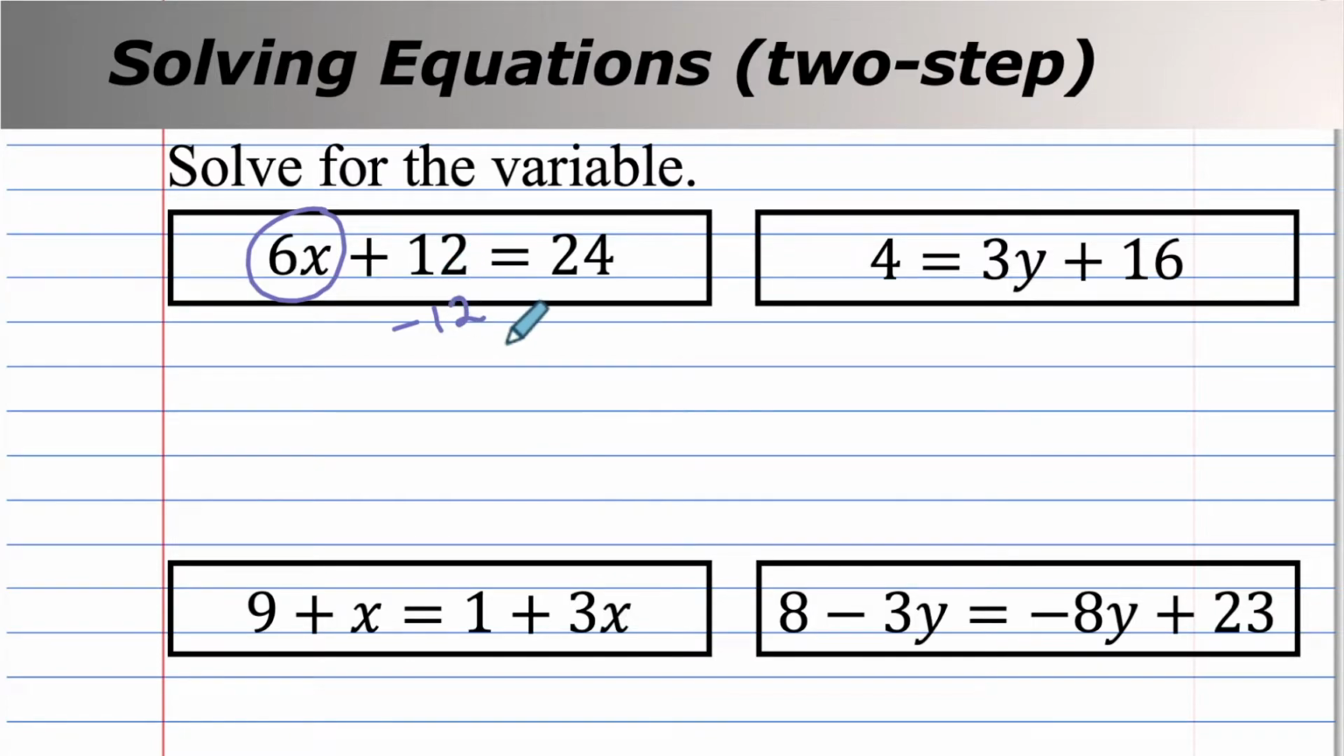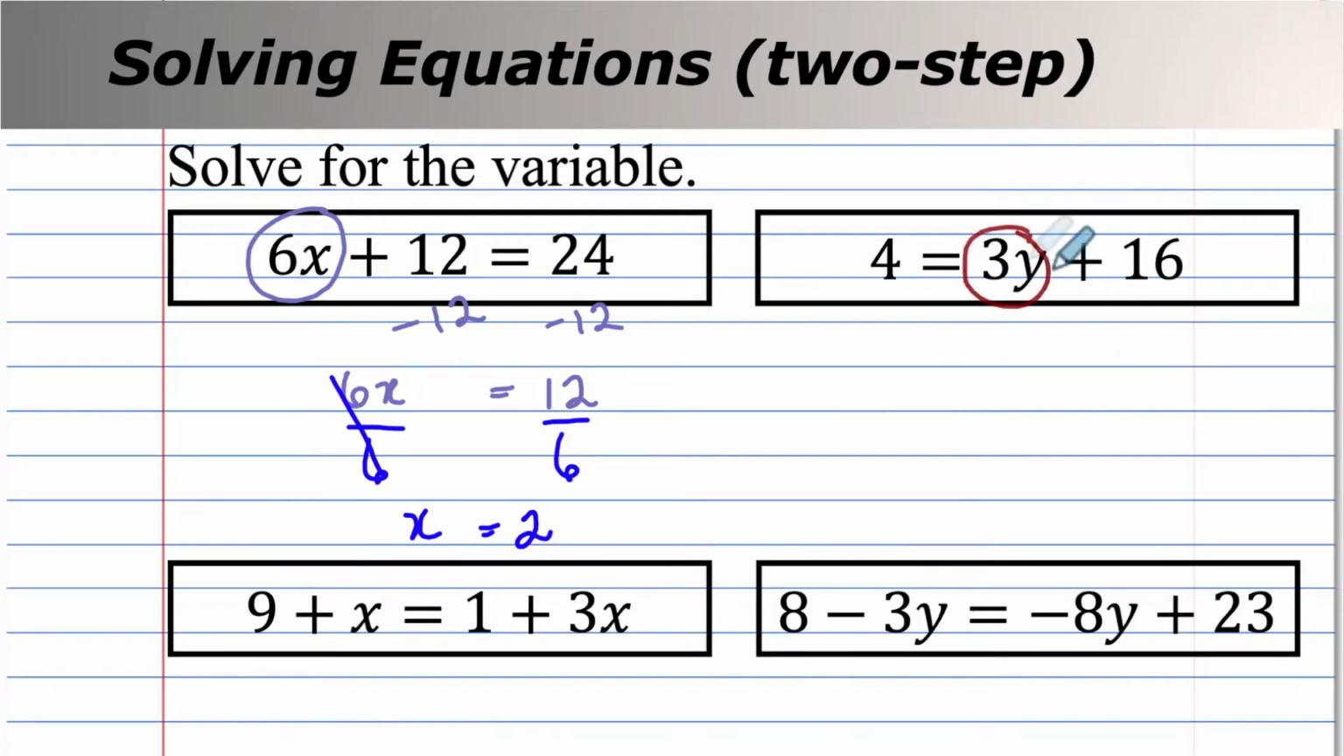So 12 minus 12 will give that 0 pair. What you do to one side, you do to the other. We have 6x equals 12. And now, because we have multiply, the opposite of multiply is divide. What we do to one side, we do to the other. X is equal to 2.